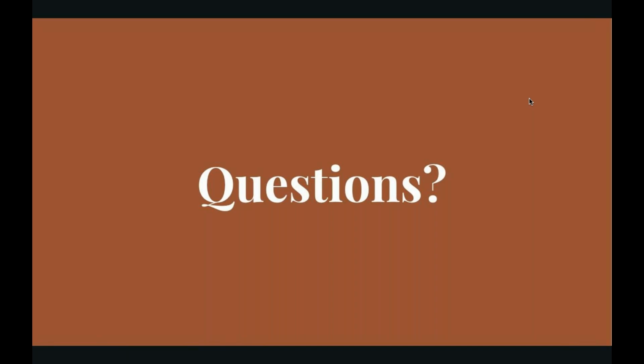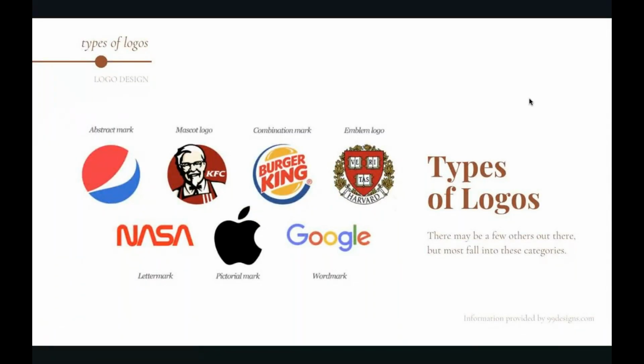All right, so let's briefly go over the different types of logos. There may be a few other classifications out there, but most fall within these categories. So there's the abstract mark, which you'll see is represented by Pepsi. There's the mascot logo, which is represented by KFC. And then there's the combination mark that's represented by Burger King. Yeah, there's a lot of fast food in here.